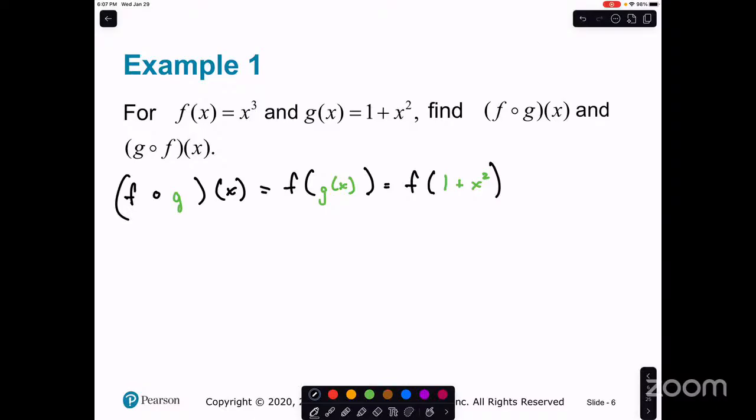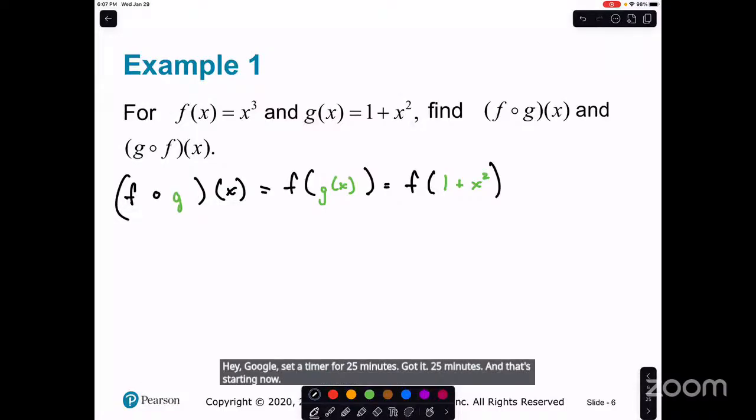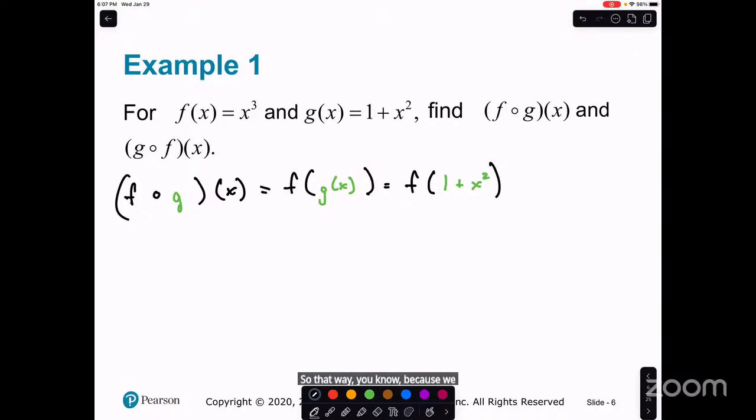Hey, Google, set a timer for 25 minutes. Got it. 25 minutes. And that's starting now. That way, because we're trying to break it up, half the class is 1.7, the other half is 1.8.